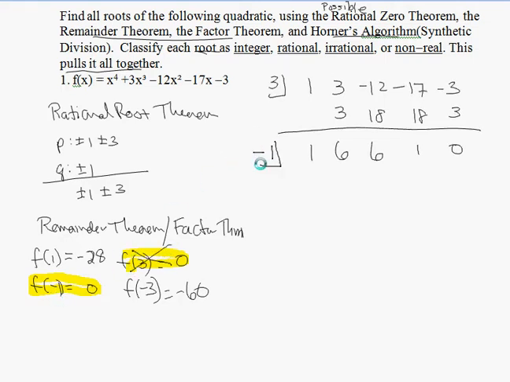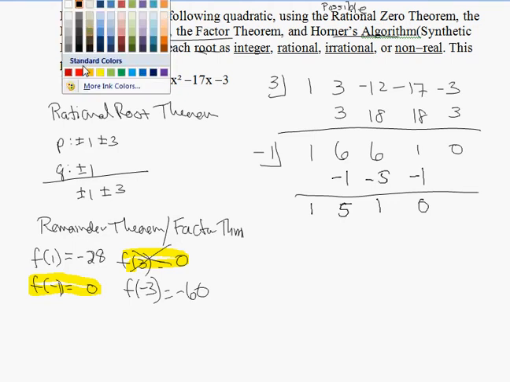I'm going to divide -1 into this, and hopefully it'll reduce our function. So originally it was a quartic, now it's a cubic. After I do this synthetic division, I should have a quadratic. So I bring the 1 down, -1, 5, -5, 1, -1, 0. So now I have a quartic, a cubic, now I have a quadratic.